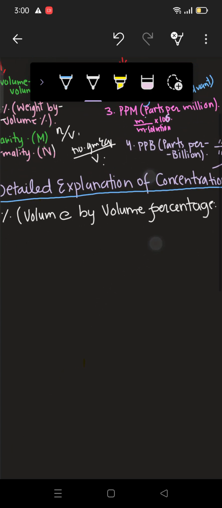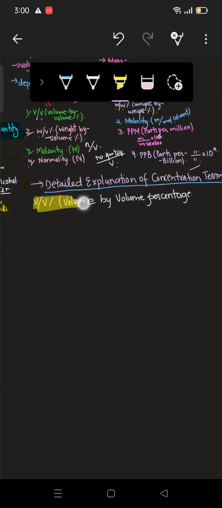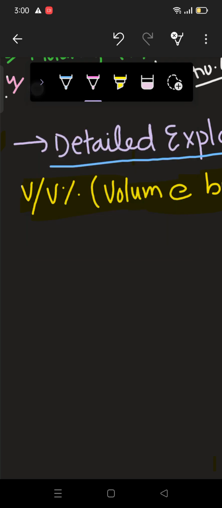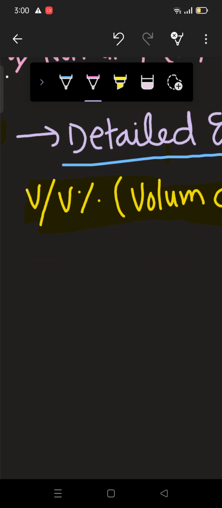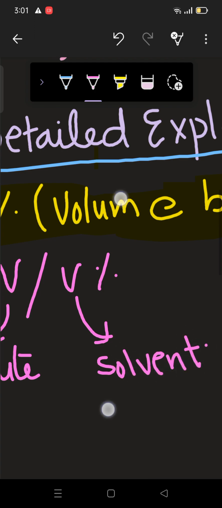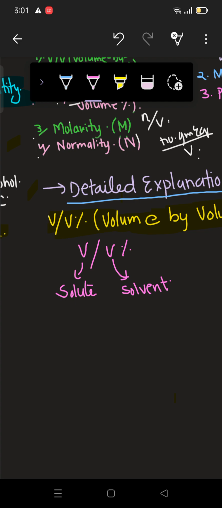Now see, we initially discussed what solutions are made up of. Solutions are made up of two parts. The first part is solute and the other part is solvent. So what does volume by volume percentage represent here? The first volume is used for the solute, which means the concentration of solute is given in volume, and the solvent part is given in volume as well. So this is very simple.